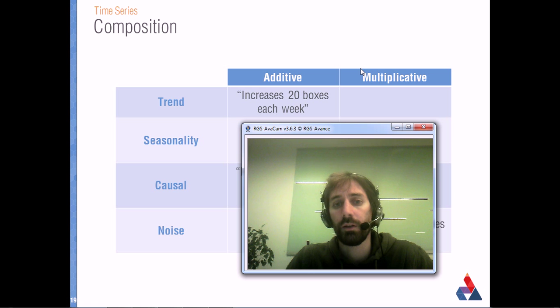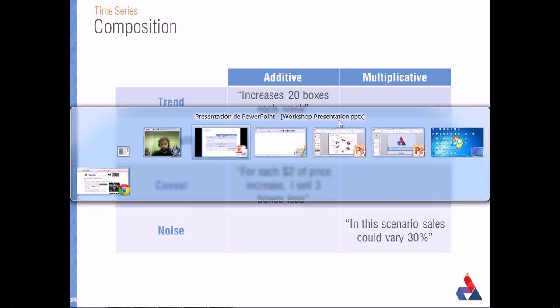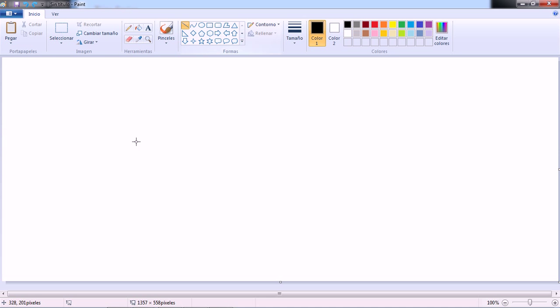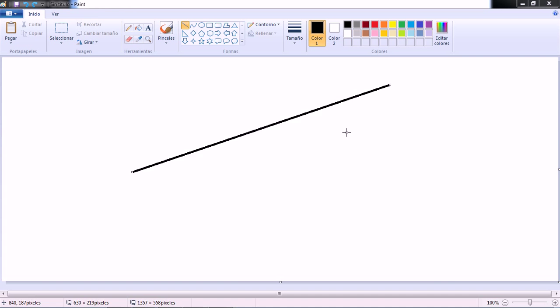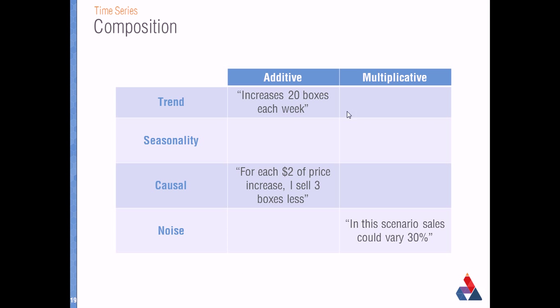If you have something that increments 20 boxes each week, you're basically going to have, and let me draw this for you, a constant trend. This is what we call an additive trend. I'm going to go to an example with multiplicative, with noise.